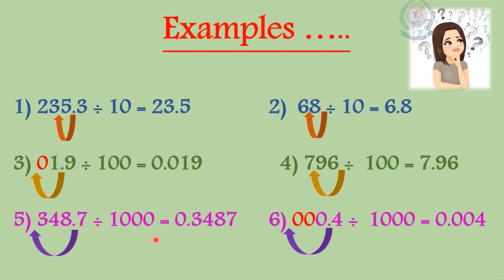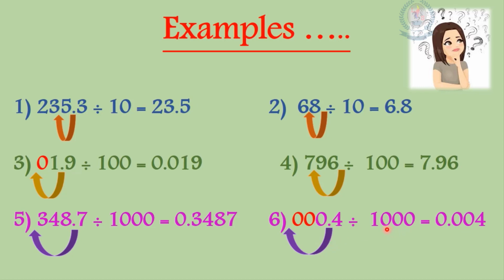Next one, 348.7 divides by 1000. Here we have to divide by 1000. So we have to take the decimal place to left hand side by 3 digits. Now the decimal place is in between 8 and 7. We take it to left hand side by 3 digits. Then it comes in front of 3. That means the answer is 0.3487.